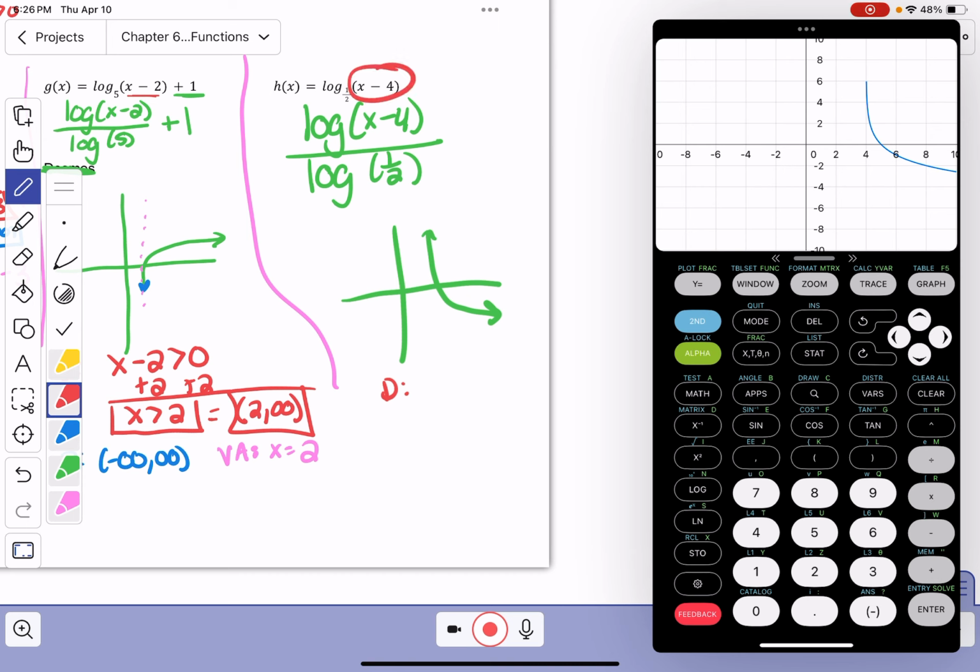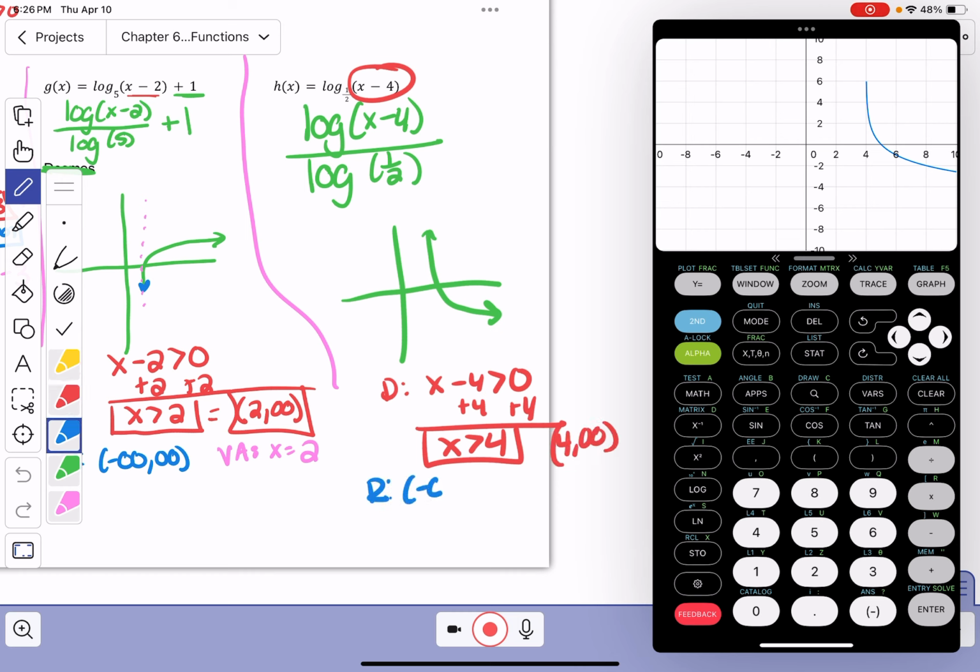But our domain is going to be the same thing. We take the argument, make it greater than 0. Add 4 to both sides. So our domain is x is greater than 4, or 4 to infinity. Our range is still negative infinity to infinity. And our vertical asymptote matches the domain, so it's x equals 4. And that's what you need to know about log graphs. Let me know if you have any questions.